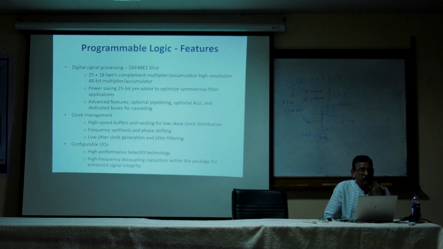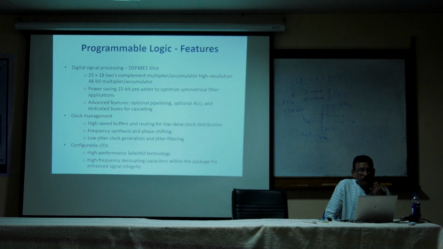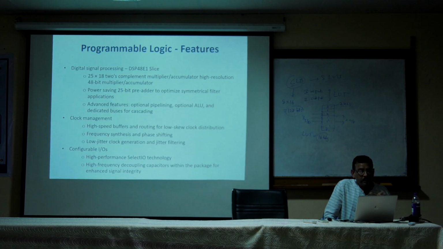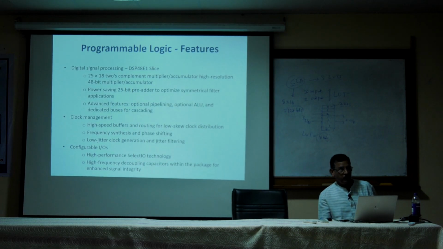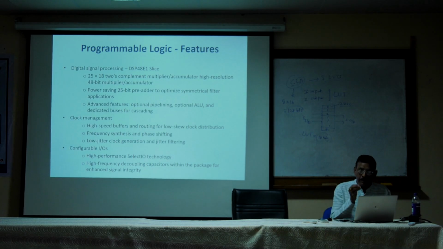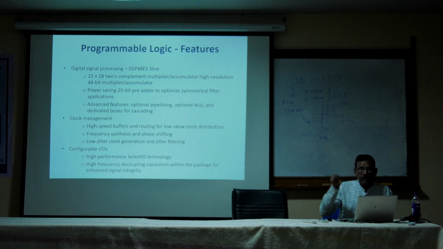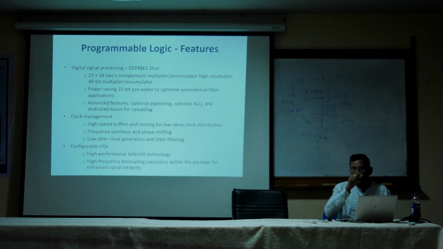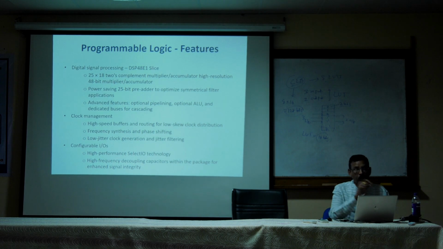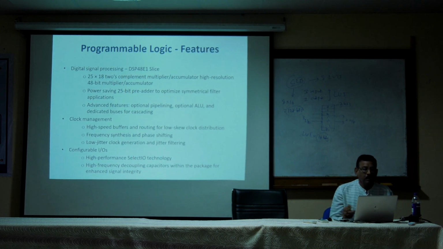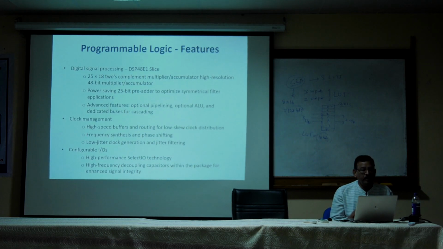features of the DSP. Clock management, high speed buffers, routing of low skew clock distribution. The clock managing circuit is going to be present, that will distribute the clock across all CLBs in a tree fashion. So, equal length will be maintained, the clock skew will be eliminated. So, low jitter clock generation, jitter filtering, that clock management will take care of this.